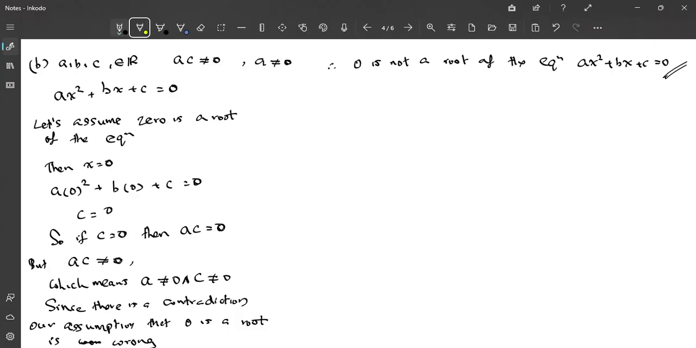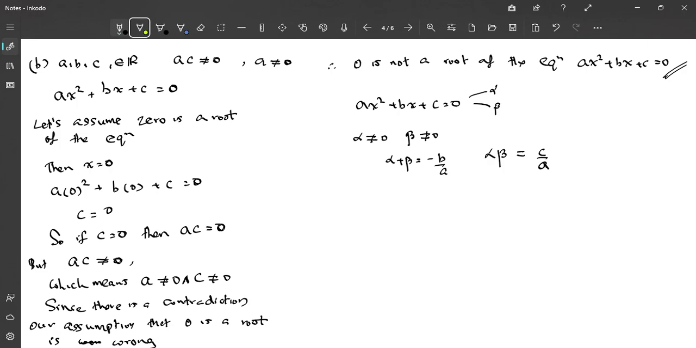Then the next part, let alpha and beta be the roots of this equation. So ax squared plus bx plus c equals 0, alpha and beta. First of all, since the roots can't be 0, alpha is not equal to 0, beta is not equal to 0. Then alpha plus beta is equal to minus b over a. It won't be equal to 0. Alpha beta, still not equal to 0, is equal to c over a.